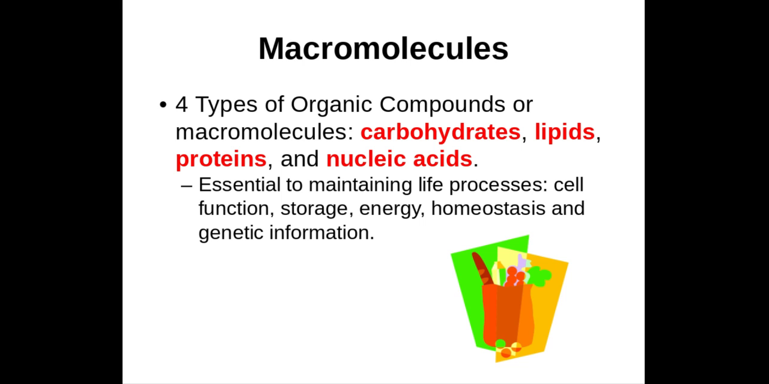Okay, we're going to talk about macromolecules. As you have researched, we have 4 types of organic compounds: carbohydrates, lipids, proteins, and nucleic acids. They are basic for maintaining life processes such as cell function, storage, energy, homeostasis, that is the equilibrium of the body, and obviously the genetic information.